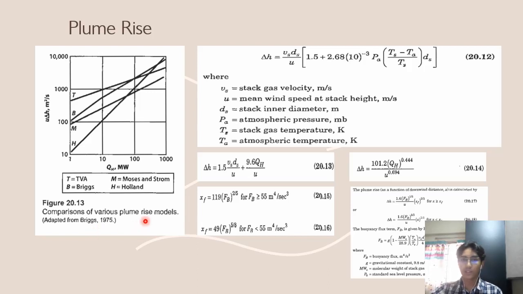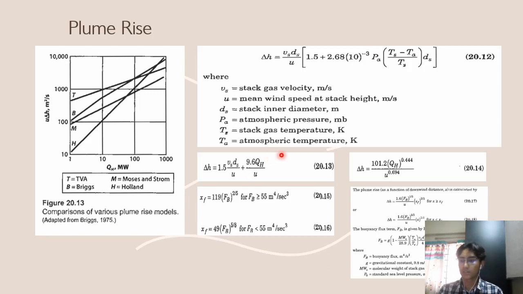Next, we have one well-known plume rise equation, which is the Holland formula, which at one time was recommended for use by the US EPA. Equation 20.12 describes the Holland formula, where Vs equals the stack velocity, U is the mean wind speed at stack height, ds is the stack inner diameter, Pa is the atmospheric pressure, Ts is the stack gas temperature, and Ta is the atmospheric temperature.